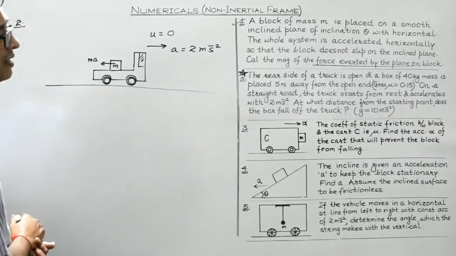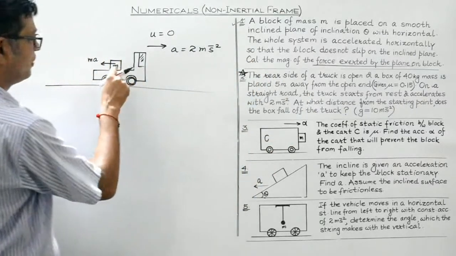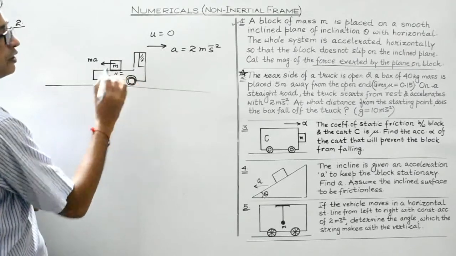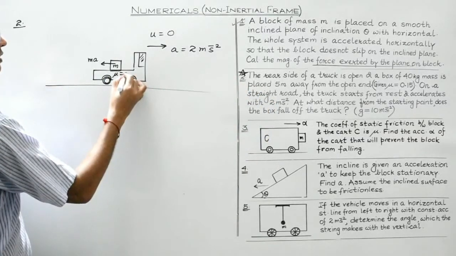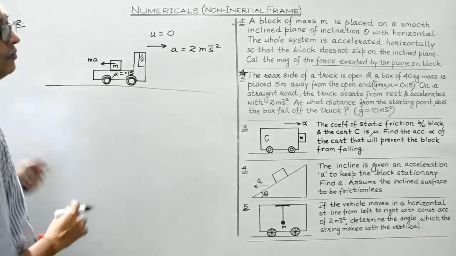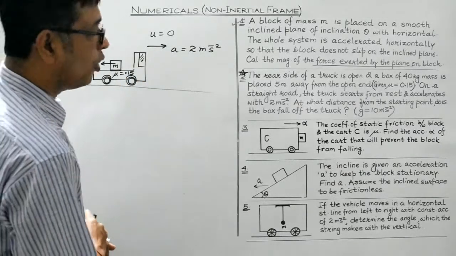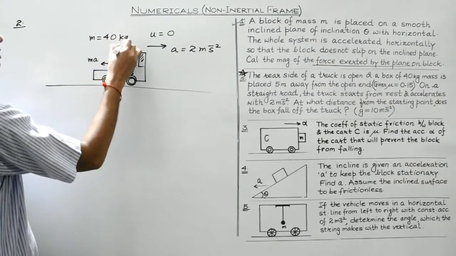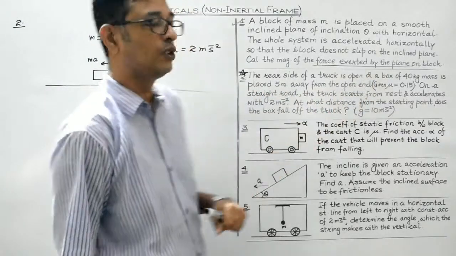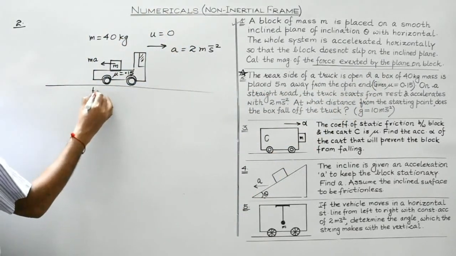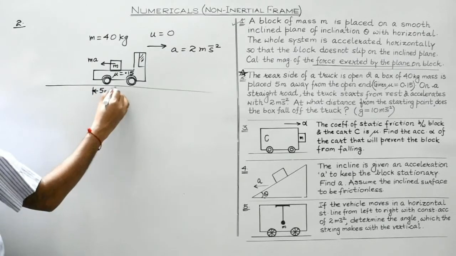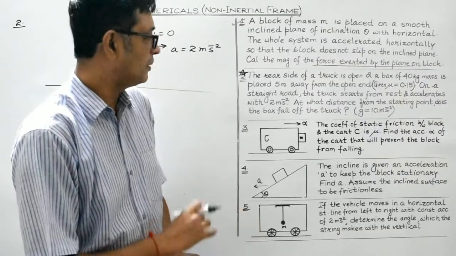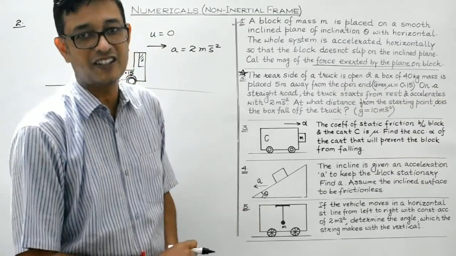Right? And it is given that the coefficient of friction between these two surfaces in contact is 0.15. And the mass of the box is given to be 40 kg. And it is placed 5 meters away from the open end. This distance is given to be 5 meters. So we are supposed to find out what distance from the starting point does the box fall off the truck.